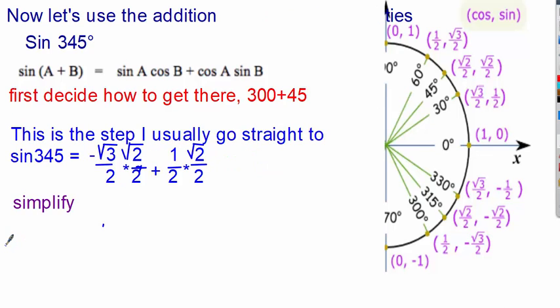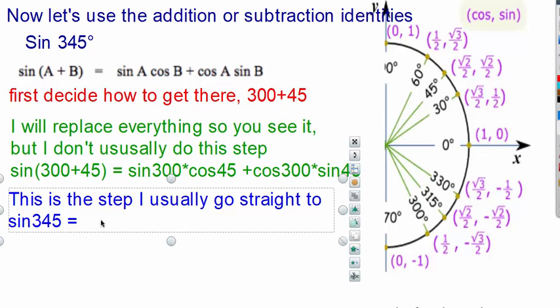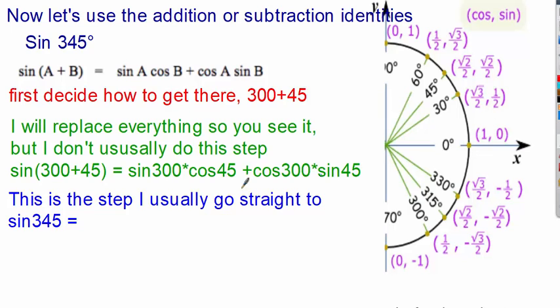This is helpful, but I don't need to write it down. The step that I usually do go straight to is I know I'm doing sine of 345. And now the sine of 300 is here, negative square root of 3 over 2. I'll write these out a little bit better on the next page. Cosine of 45, that's square root of 2 over 2.